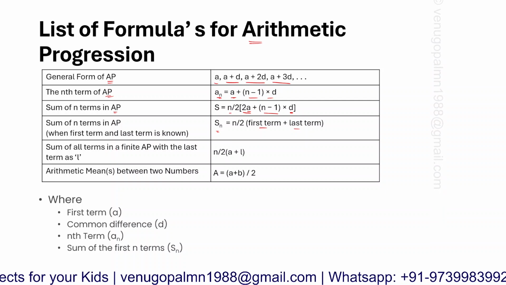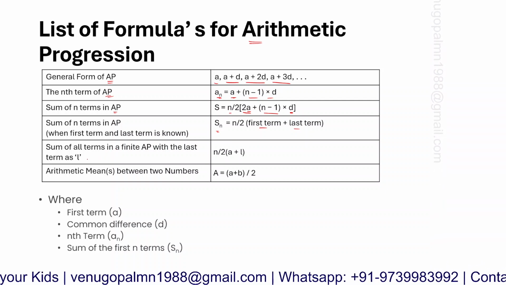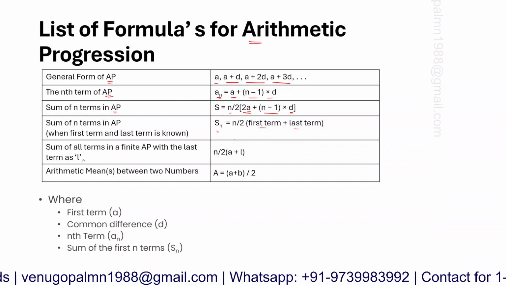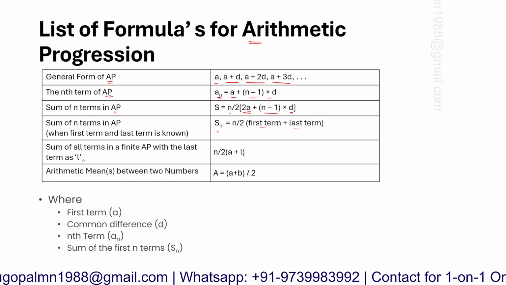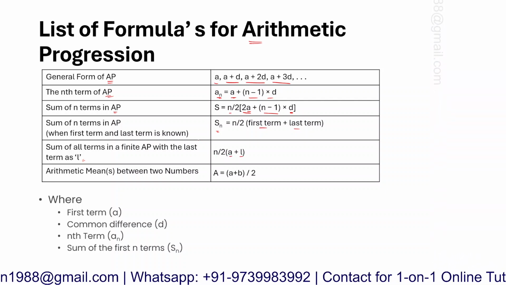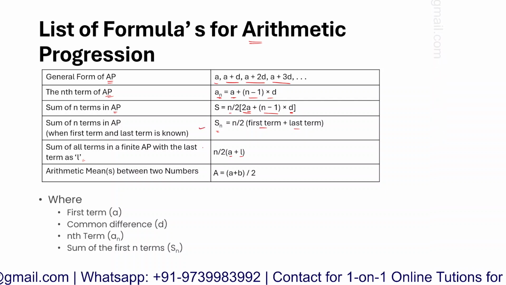Sum of all the terms in a finite AP with a last term as L, which is exactly the same as this: n by 2, a plus l, where a is the first term and l is the last term. So these two formulas are exactly the same.